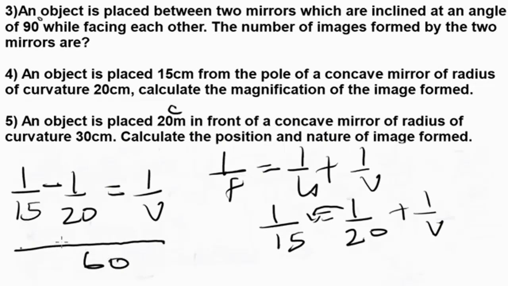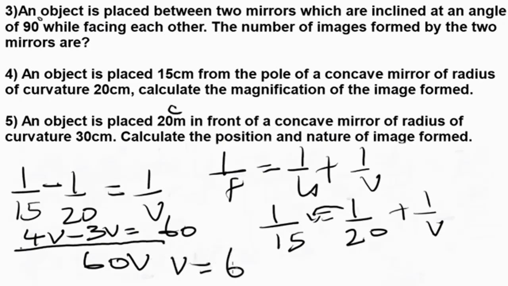Okay, so 15 into 60v will give us 4v, minus 20 into 60v will give us 3v, equals v into 60v will give us 60. Okay, so when you simplify further, 4v minus 3v will give us, so our image distance will be 60 cm.